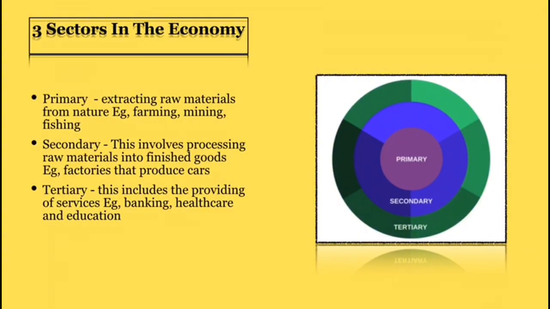Now focusing on the first lesson aim, which is defining the sectors in the economy. The first one is the primary sector, which deals with extracting raw materials from nature, for example, farming, mining, and fishing. As you all know, the major part of the economies of developing countries is farming. Now, the secondary sector involves processing raw materials into finished goods, for example, factories that produce cars. These factories are usually slightly outside of town because they need more space to manufacture the cars.